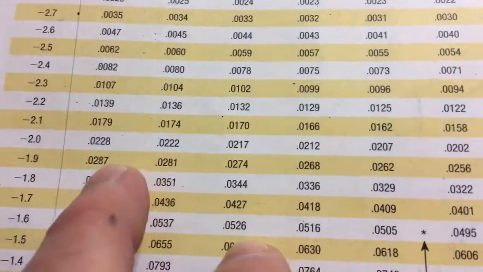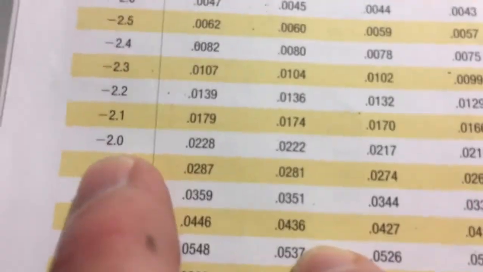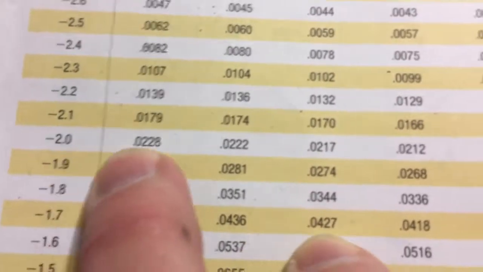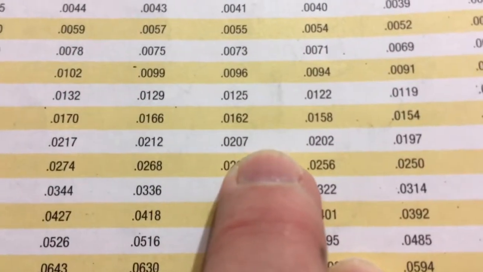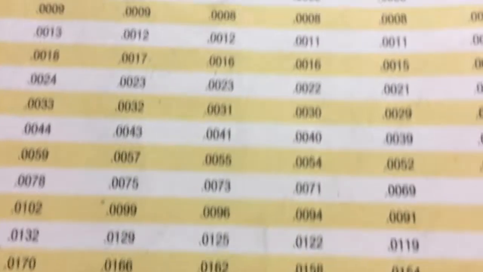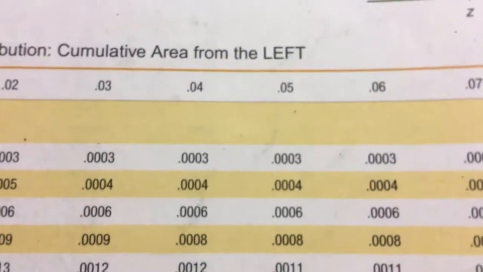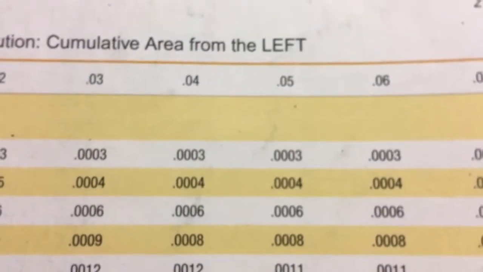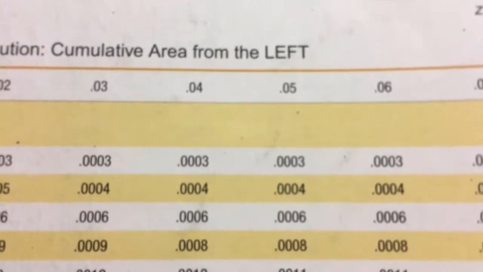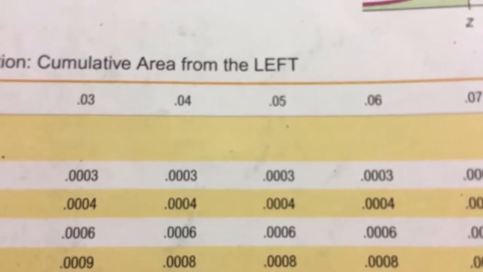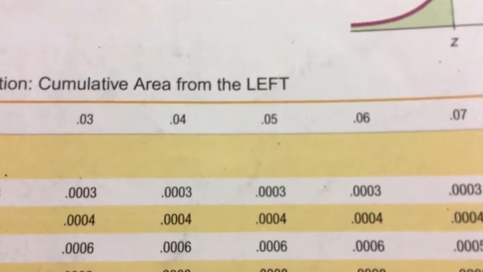So if I follow that little white line to the left, I get -2. And if I follow that little white line up, I get -2.05. So -2.05.